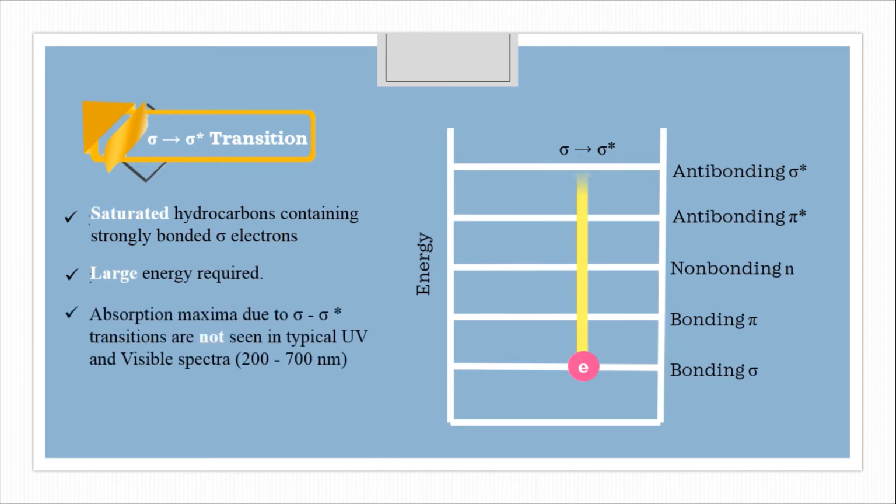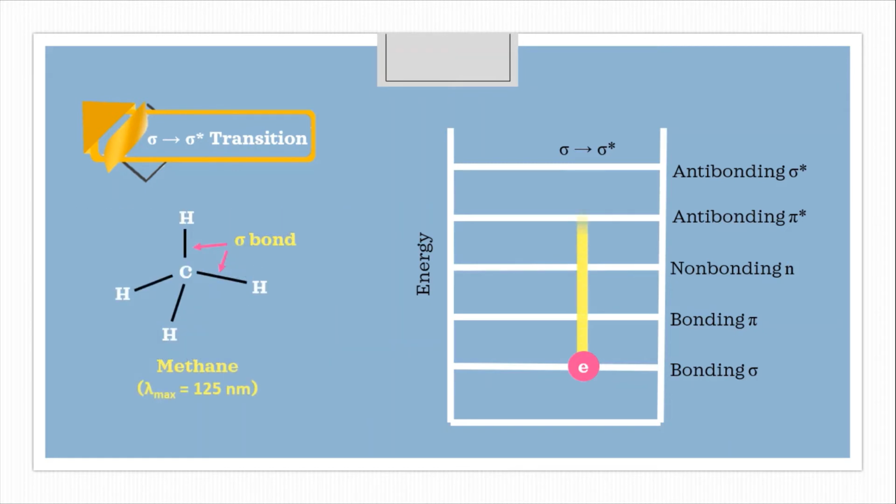Absorption maxima due to sigma to sigma star transitions are not seen in typical UV and visible spectra in the range of 200 to 700 nanometer. For example, methane, which has only C-H bonds, can only undergo sigma to sigma star transitions, and shows an absorbance maximum at 125 nanometer.